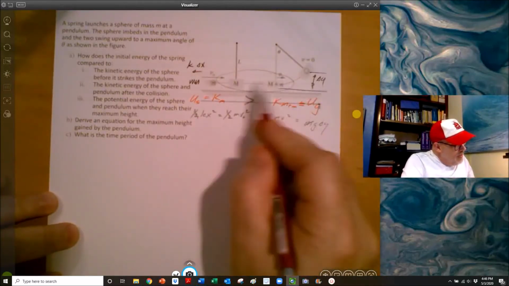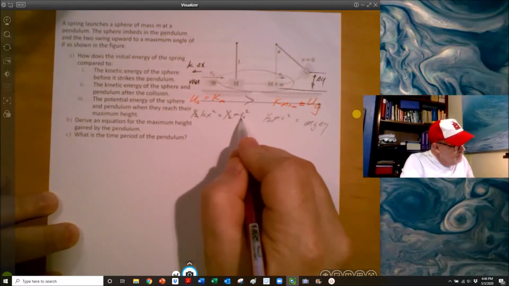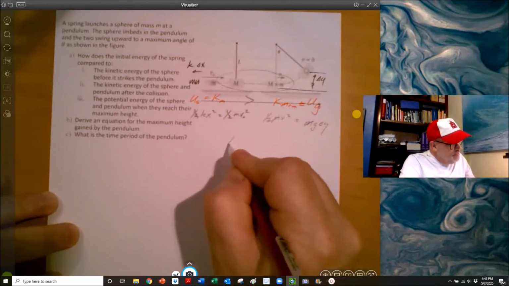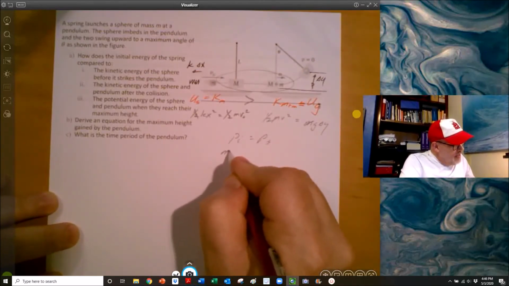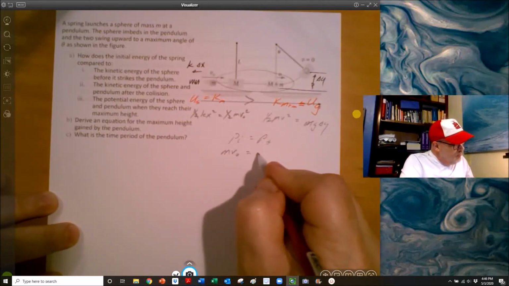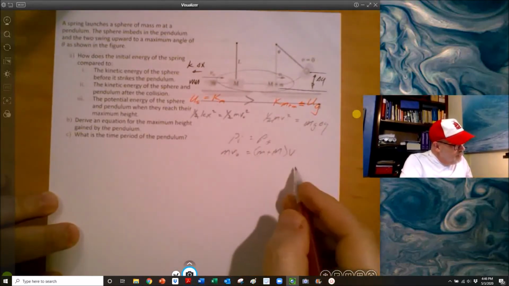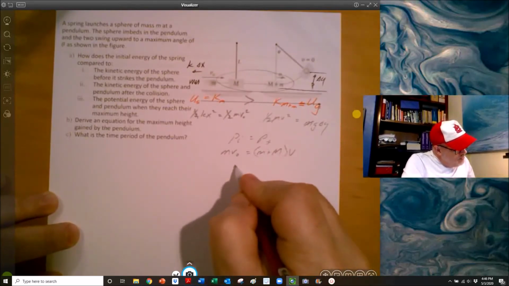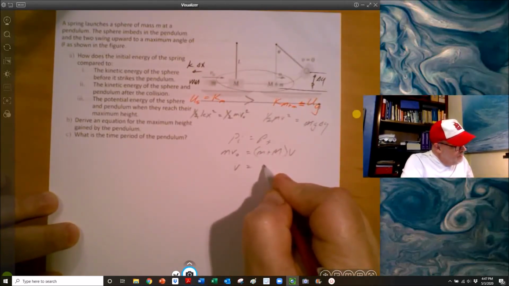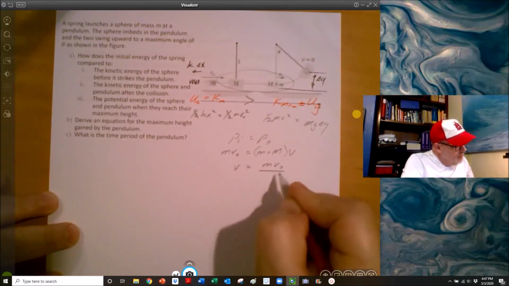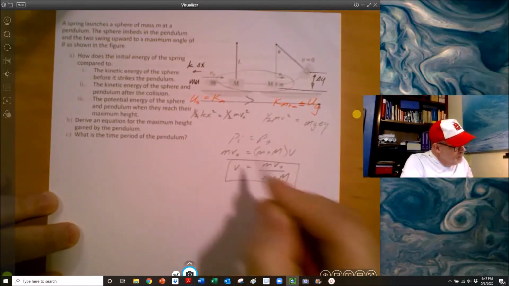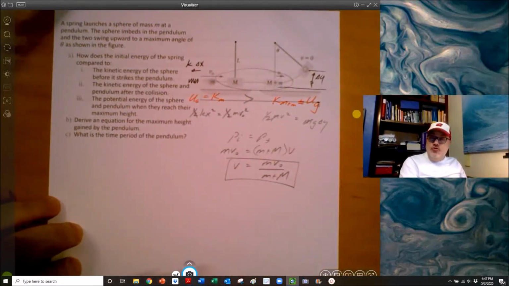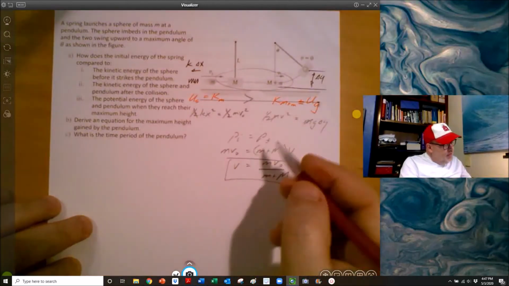And then right in here, connecting this velocity to this velocity is conservation of momentum. Momentum initial equals momentum final. So that's going to be m v naught of the ball equals m plus big M v of the pendulum. And so v of the pendulum equals m v naught over m plus big M. All right, so let's string all of this stuff together.